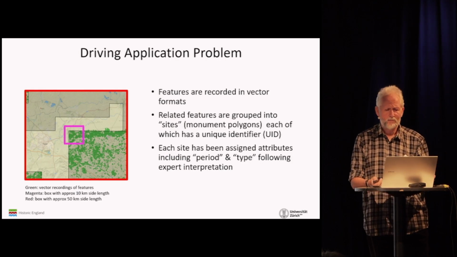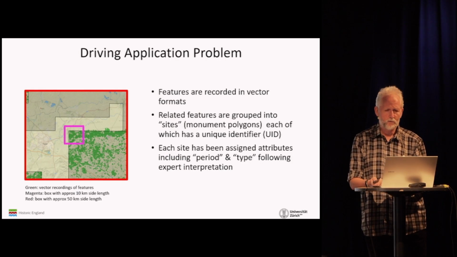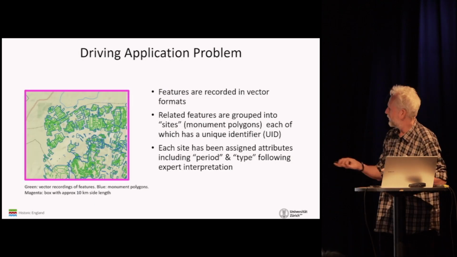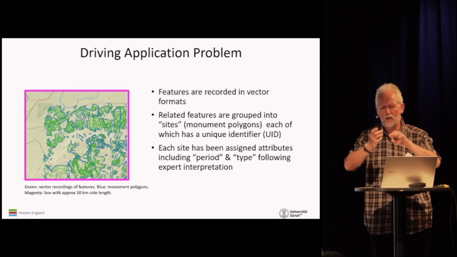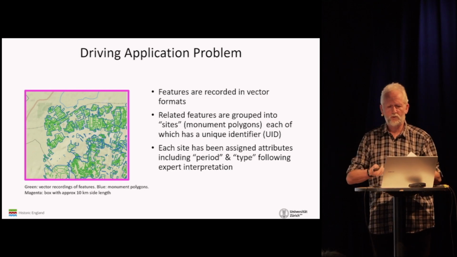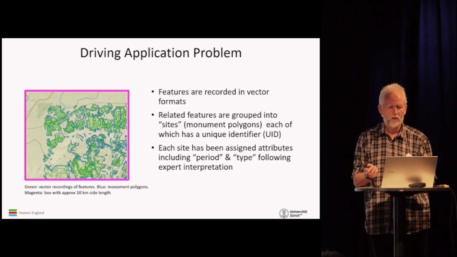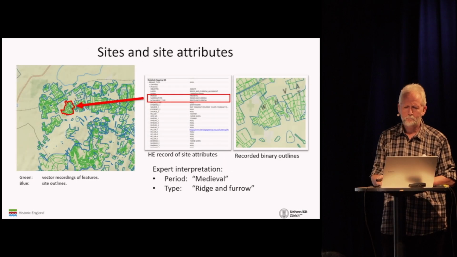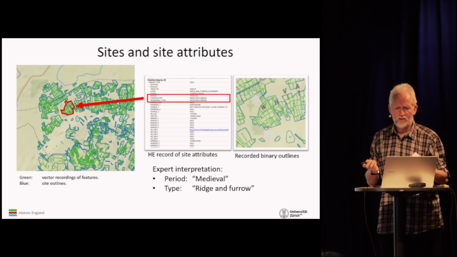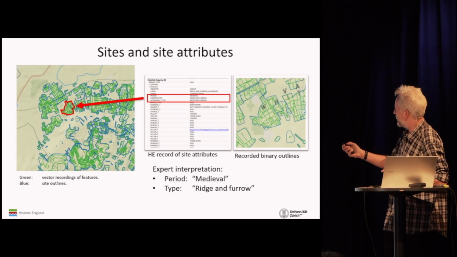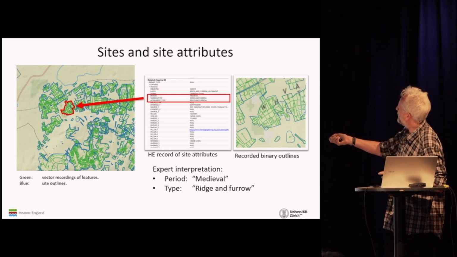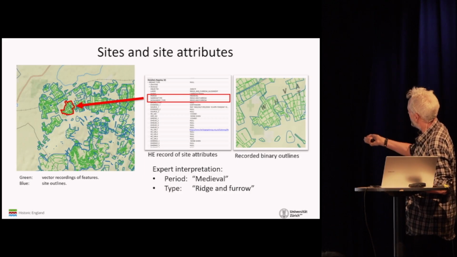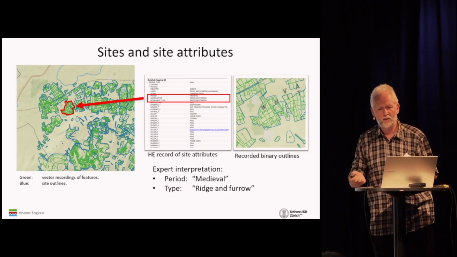So he looked at a small area in the southwest. Here you can see it's about 10 kilometres by 10 kilometres. And what you can see on here is that the blue outlines are the monument records which have the period type interpretation, and the green is the actual detailed mapping of what was seen. So as I say, each of these has a record. You probably can't read it, but that says period, medieval, type, ridge and furrow. And here is the relevant image patch that goes with it, as he records it, the binary outlines.